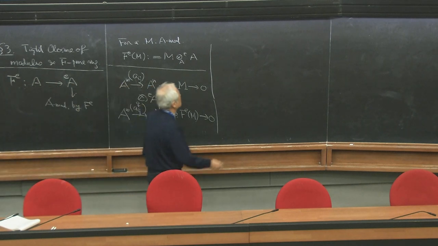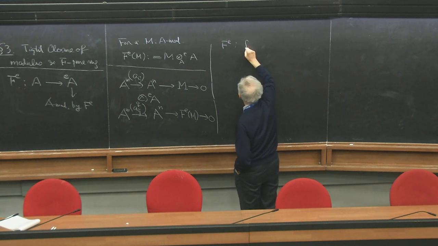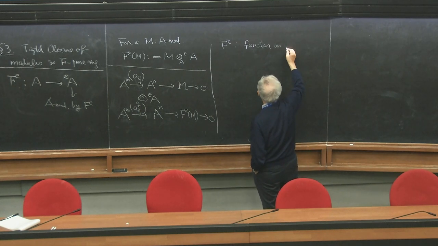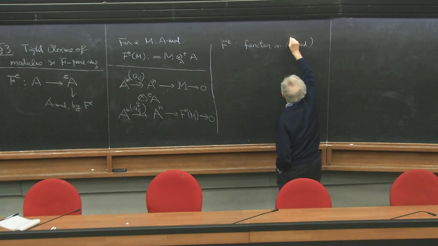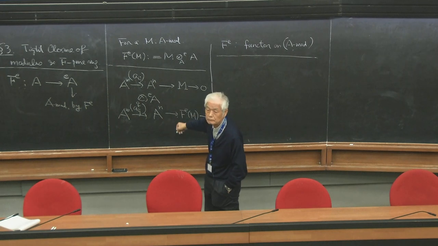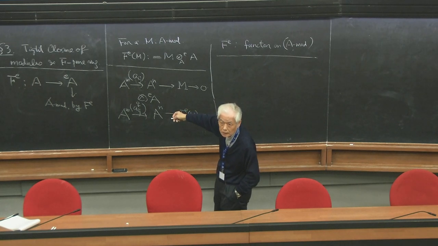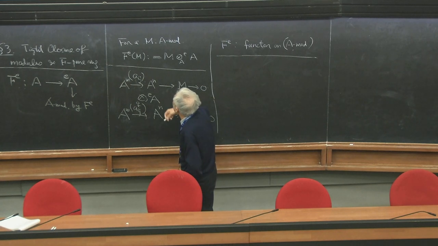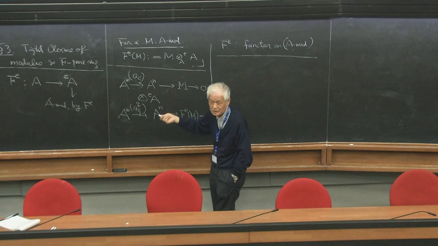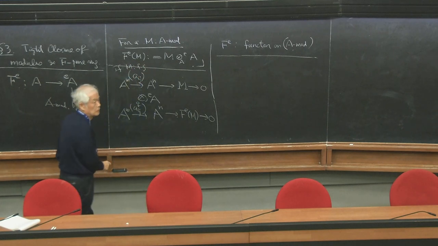And this is a functor. Of course, it is not an exact functor, on the category of A modules. So this is an explanation in the case of finitely generated M.